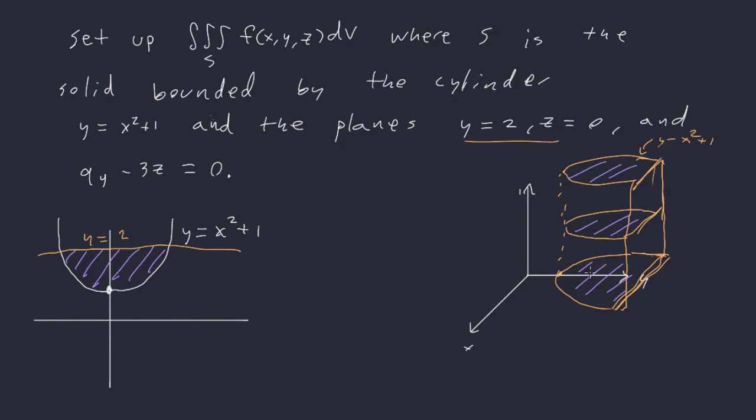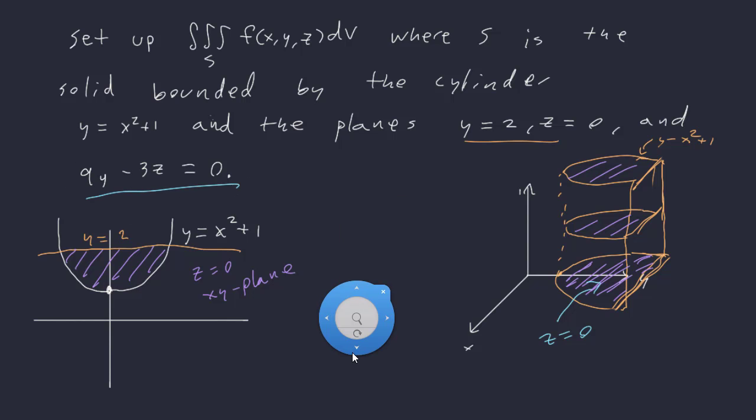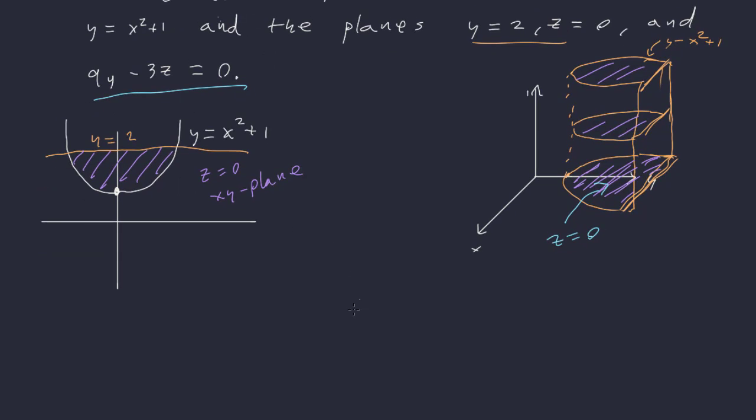Well, z equals 0, that's the xy plane. Okay, so that means we're starting here. So let's try a different color arrow there. All right, so here's z equals 0. Now we just need to see where the top is, or if this is the top, where the bottom is, and then we're going to get that from this plane, right? So this plane, the 9y minus 3z equals 0, well, if we move these things around, we'll get 9y is equal to 3z, so we get 3y is equal to z.